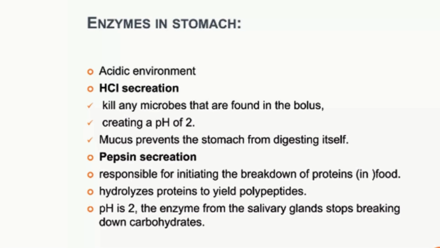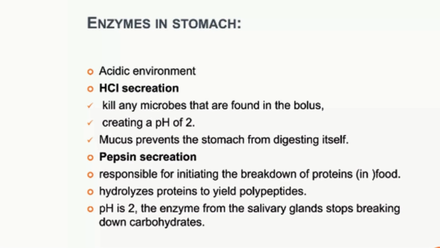The stomach is always in an acidic environment due to hydrochloric acid secretion. Basically, hydrochloric acid kills any microbes found in the bolus, and it brings the pH down to 2. For example, when the pH is 2, it creates an acidic environment, and all the microbes will be killed. It also contains mucus, which prevents the stomach from digesting itself.